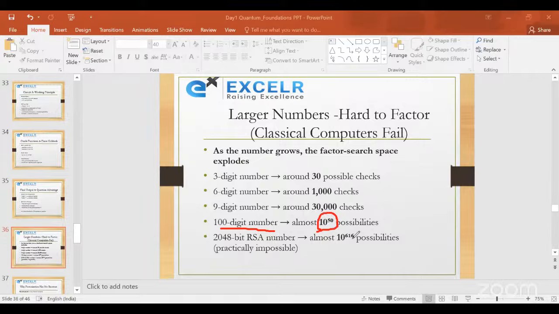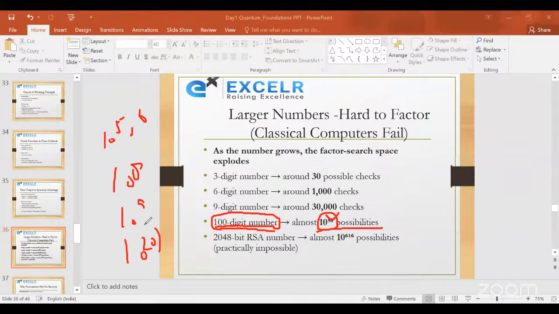Why? Because the classical computer is randomly choosing something and inputting one by one and seeing the possibilities. Suppose we go to a 100-digit number, that is beyond our imagination. We cannot imagine 100-digit numbers. We can imagine a 10 to the power 5-digit number, 10 to the power 6, 10 to the power 8, or 10 to the power 9. Even a 10 to the power 20-digit number we can imagine. But a 10 to the power 100-digit number is out of imagination. A normal person cannot imagine that.